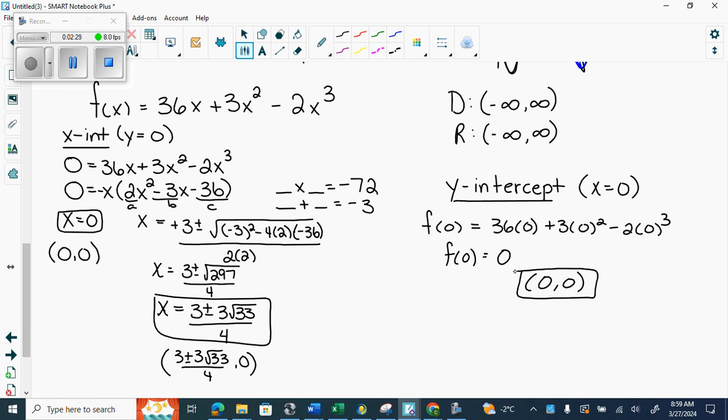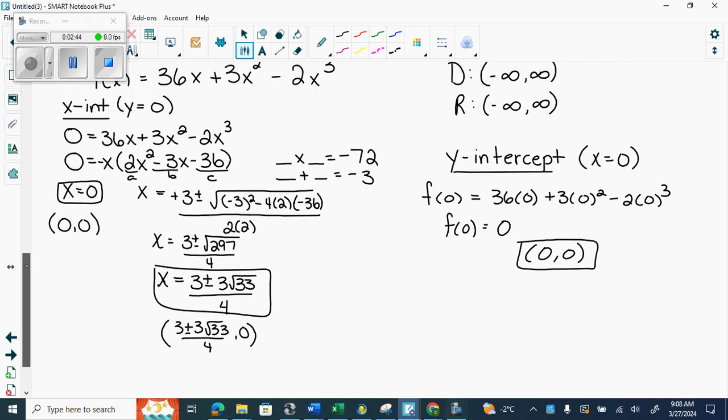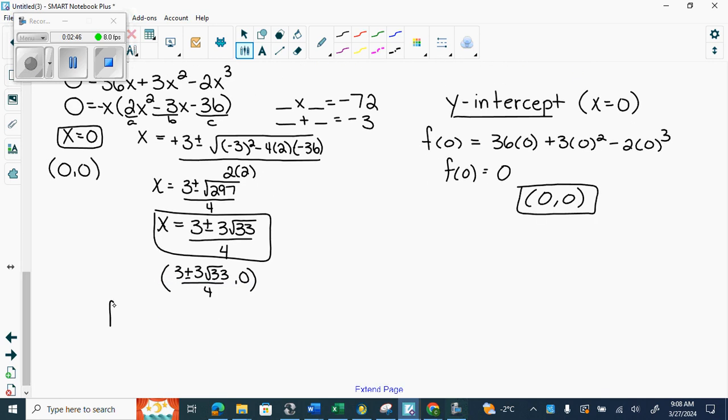All right. Now what I want you to do is I want you to get me, using the first derivative, maxes and mins, and increasing and decreasing intervals. Go. So we have f prime of x equals what? 36. What? Plus 6x minus 6x squared.